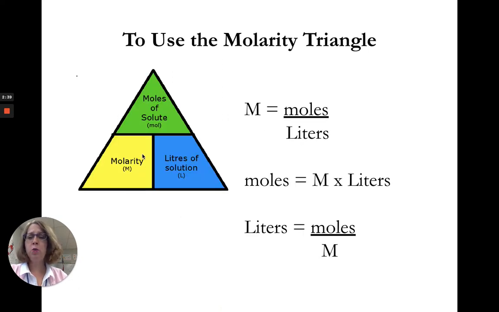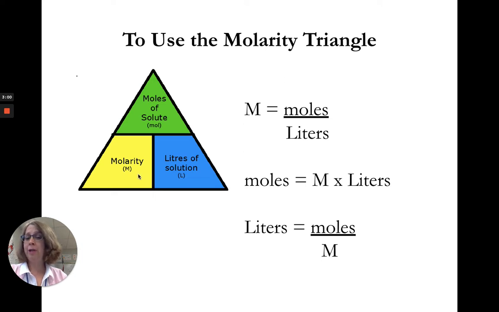All right, so the way this works is you've got this, and I could give you any of these variables. So if I ask for molarity, you cover the thing that I'm asking for. This will tell you whether you multiply or divide. If you have top and bottom, that's going to be a division. If they're side to side, that's going to be a multiplication.